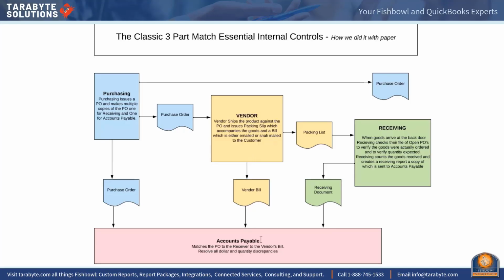And AP would have three separate alphabetical files. Her purchase orders would be filed alphabetically by vendor in file A. Her bills would be filed alphabetically in file B. And her receivers and packing lists would be filed alphabetically in file C. Then she would take these three files and match them all up into a document.